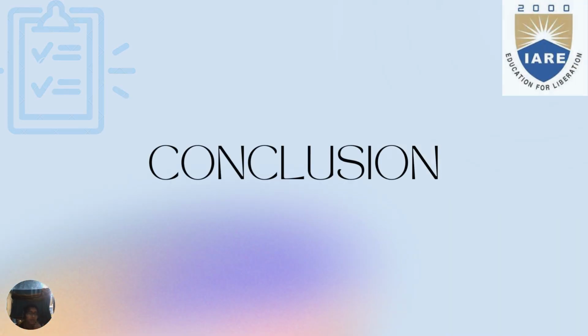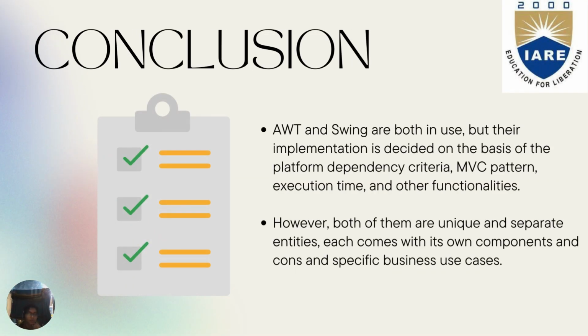So, what is the conclusion then? AWT and Swing are both in use, but their implementation is decided on the basis of platform dependency criteria, MVC pattern, execution time, and other functionalities. However, both of them are unique and separate entities. Each comes with its own pros and cons and specific business use cases. But it is okay to say that Swing is a modern version for GUI development when compared to AWT and Applets.